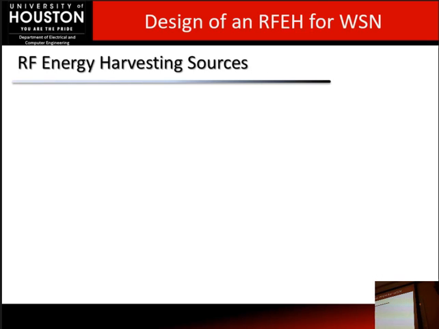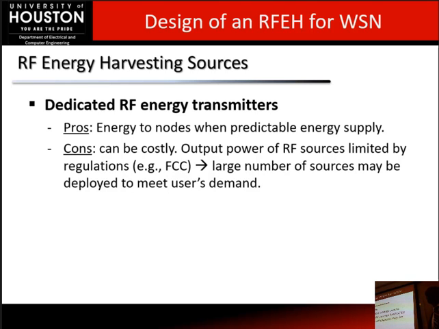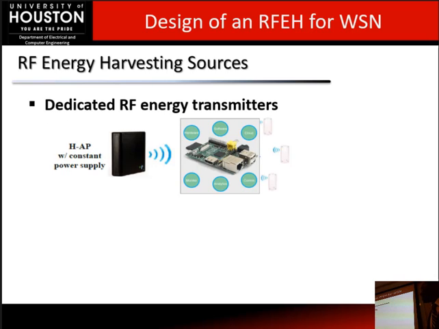So about the energy harvesting sources, there are basically two kinds of sources. One is called dedicated. These are transmitters that are solely for the purpose of transmitting energy to, let's say, a wireless sensor network. So this can be used when we need predictable energy supply. However, it can be costly, and also the output of the transmitter has to be limited by regulations. So here I have a picture of a PowerCast transmitter that supplies radio frequency signals at a frequency of 915 megahertz to a sensor board.